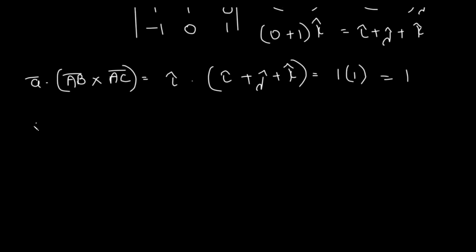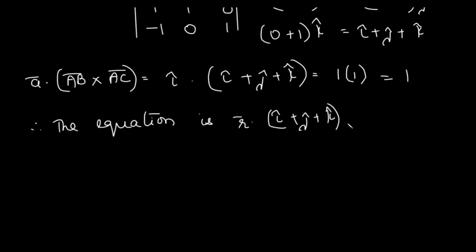And therefore the vector equation of the required plane is r dot AB cross AC. So r dot AB cross AC is i plus j plus k, is equal to a dot AB cross AC, which is 1. So they have asked us a vector equation, and this is our required vector equation.